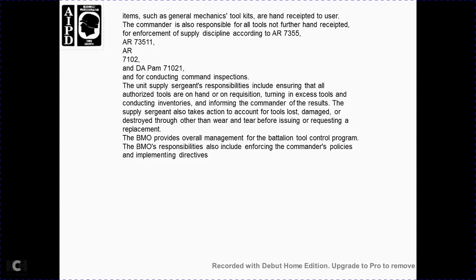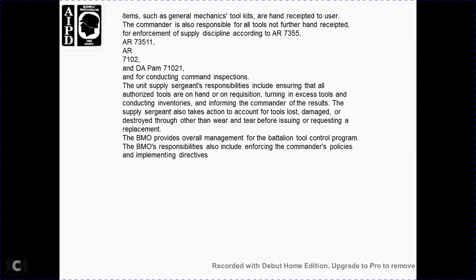AR 735-5, AR 735-11, AR 710-2, DA PAM 710-2-1, conducting command inspections that utilize the unit supply sergeant. Supply sergeant responsibilities include ensuring all authorized tools are on hand in the correct position, turning in access for the tool, conducting inventory, and informing the commander of the results. The supply sergeant also takes account of tools lost, damaged, and destroyed through other than normal wear and tear before issuing the request for replacement.